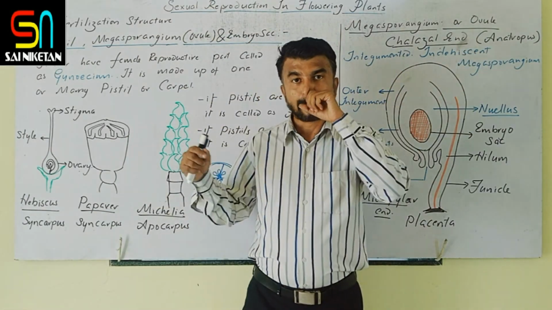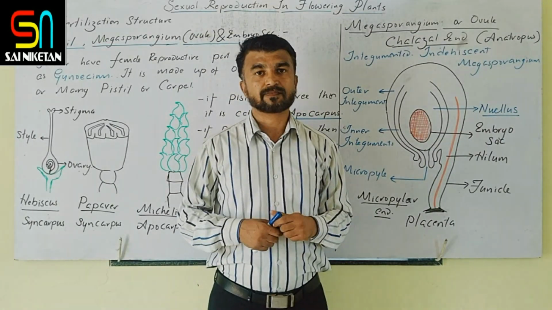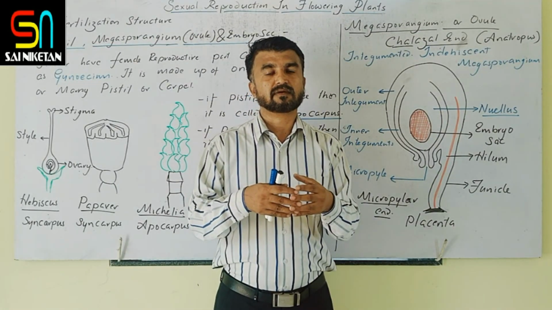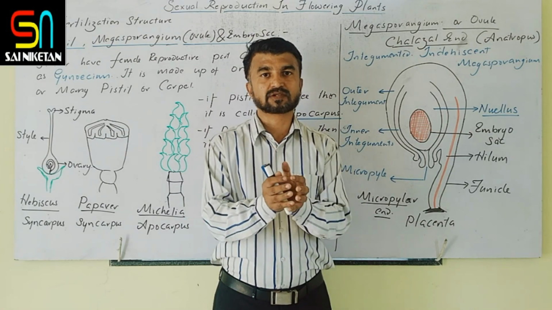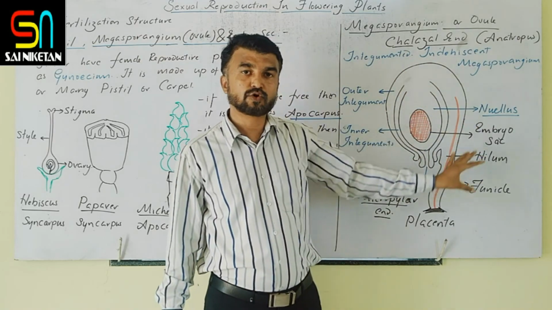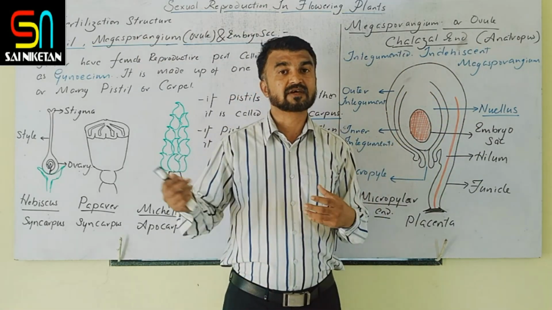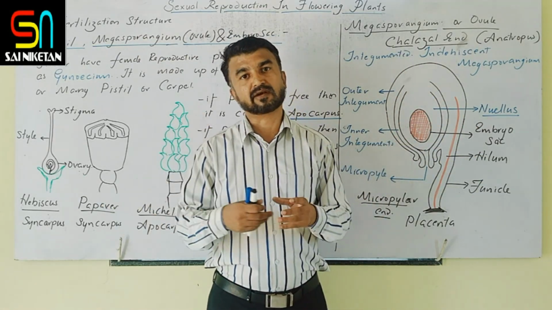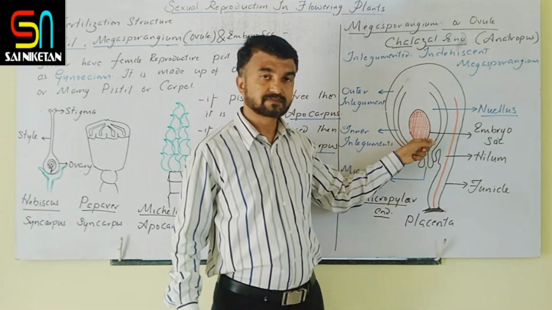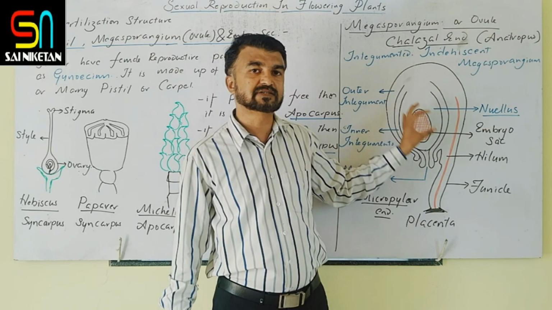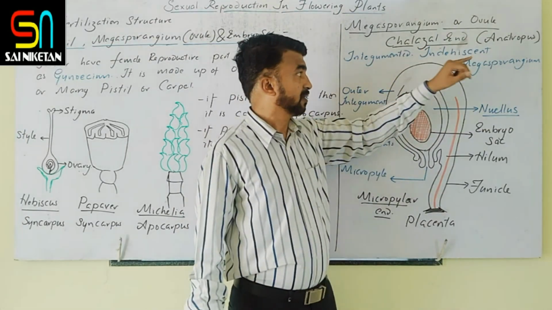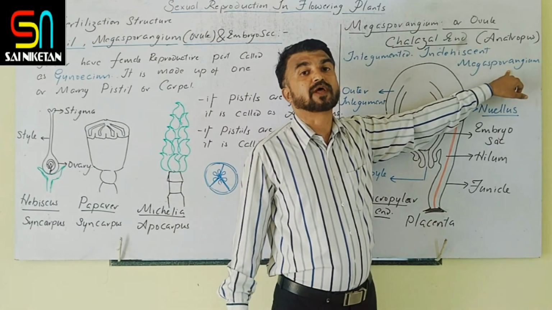Indehiscent means when you take the male reproductive part, the microsporangia undergo microsporogenesis and convert into a pollen sac. The pollen sac ruptures and the pollen grains come out. But here that phenomenon is absent. The anther undergoes dehiscence and pollen grains are released. Here no dehiscence happens. The embryo sac will remain inside this megasporangium only. It does not come out. Indehiscent megasporangium.